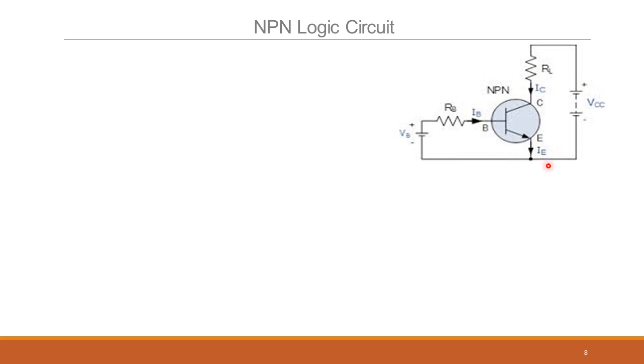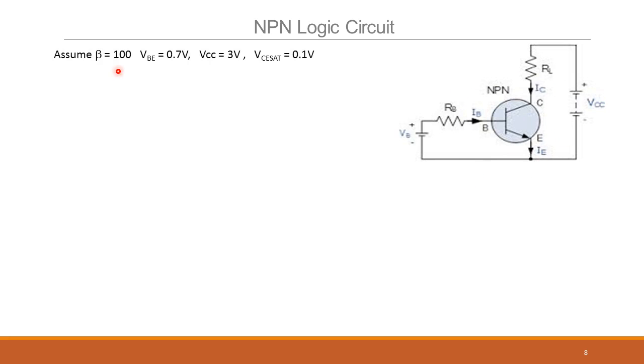Emitter is a common. Remember, this is exactly like a three terminal two port network. This is port 1, this is port 2, but there are only three terminals, 1, 2 and 3. So a transistor is a classical example of a two port, three terminal device.